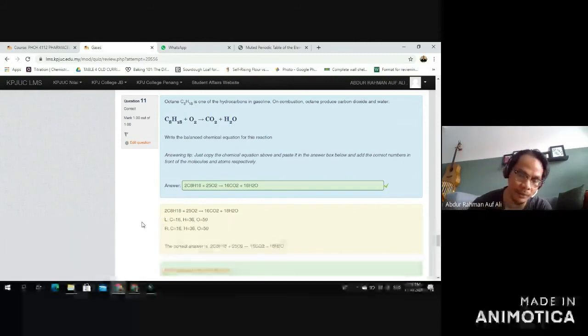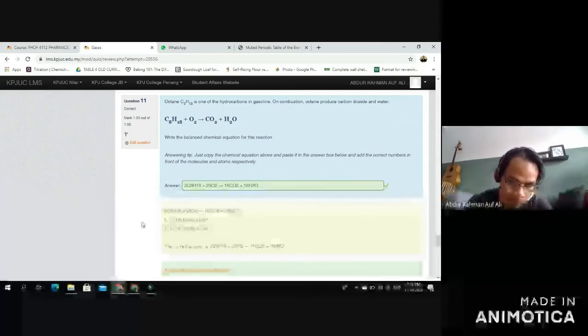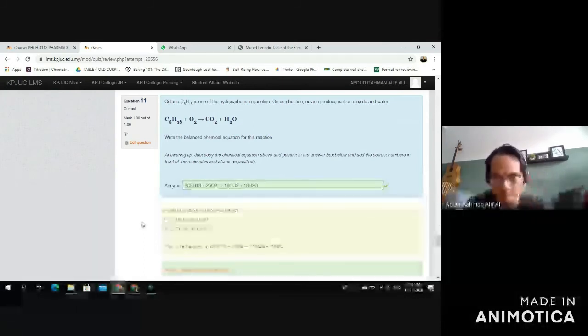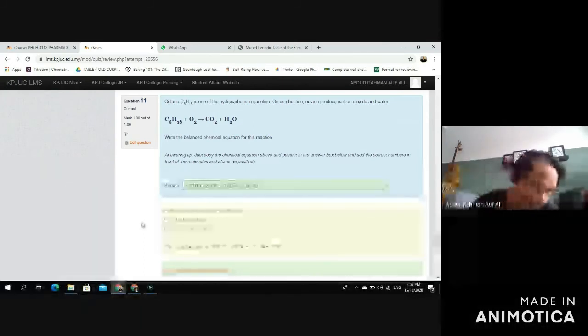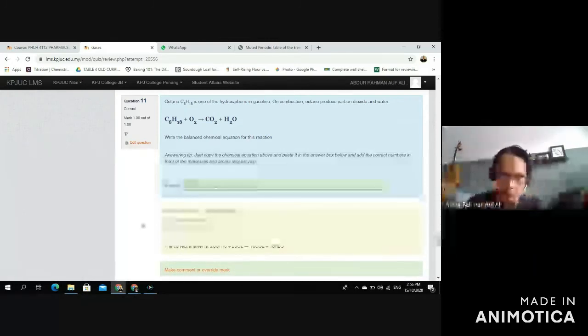Kalau left hand side carbon ada satu, right hand side ada dua, satu tu darabkan dengan dua. Okay, and kalau hydrogen belah kiri ada 5, belah kanan ada 10, 5 darabkan 2 dapatlah 10. Okay, so kamu perlu tambah nombor dekat bahagian depan chemical formula tu.